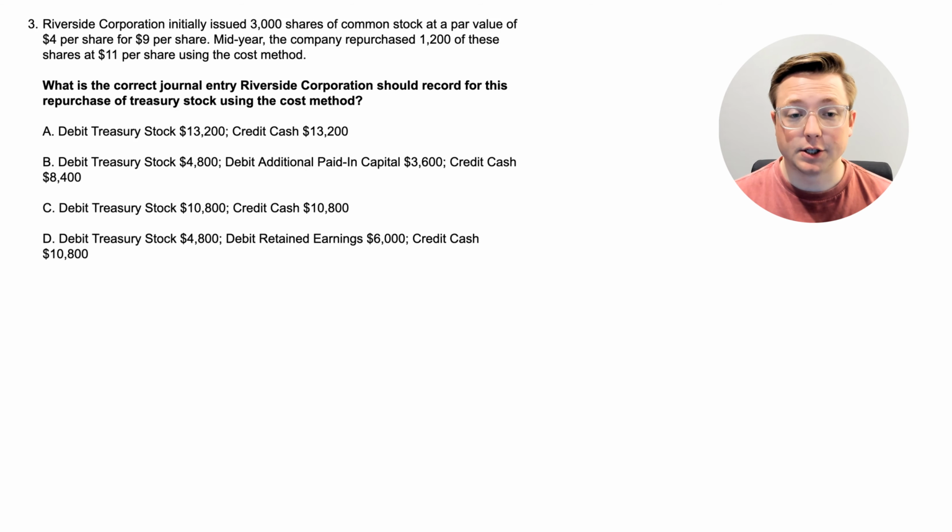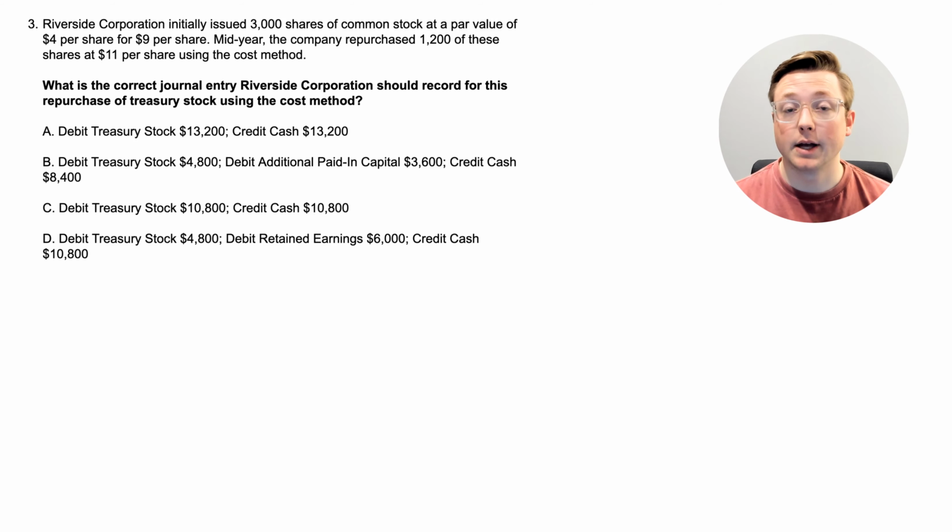All right, here we are at question 3. What is the correct journal entry Riverside Corporation should record for this repurchase of treasury stock using the cost method? Okay, so now we're using the cost method, not the par value method. Riverside Corporation initially issued 3,000 shares of common stock at a par value of $4 per share for $9 per share. Mid-year, the company repurchased 1,200 of these shares at $11 per share using the cost method.